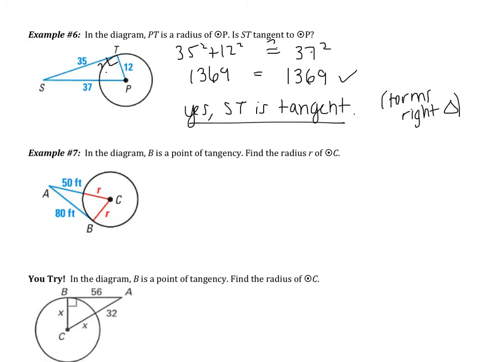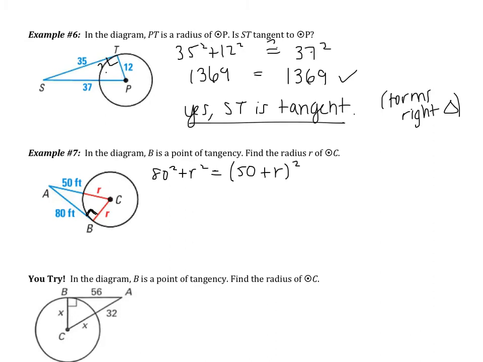Going off of this example is example number 7. It says in the diagram, B is a point of tangency. Find the radius of circle C. So this time we are told definitively that AB is a tangent, which means that this is a right angle. Definitively, that has to be a right angle. But now I'm asked to find the radius. Again, right triangle, so I'm going to use the Pythagorean theorem. My two legs are 80 and r, so I have 80 squared plus r squared equals. This is the part that's tricky. The entire hypotenuse is going to be 50 plus r, and then I want to square it.